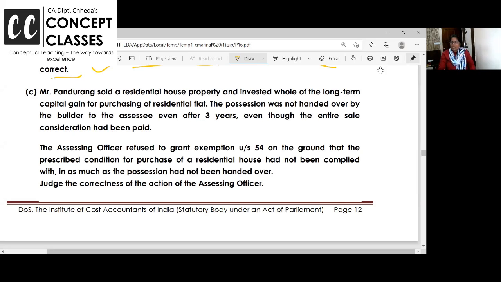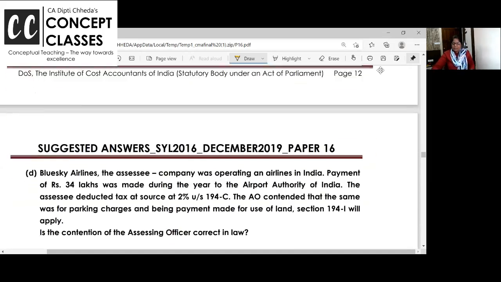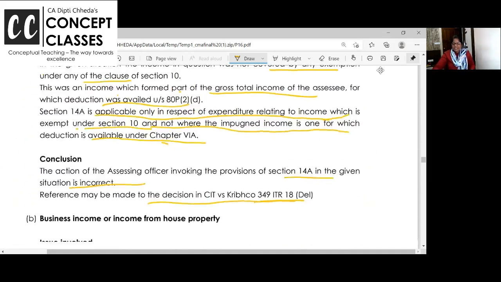Pandurang sold a residential house property and invested the whole long-term capital gain for purchasing a flat. The possession was not handed over by the builder to the assessee even after 3 years, even though the entire sale consideration is paid. This I already discussed with you. Like you have sold the house, you have purchased the house, and you have paid, but the registration is not done. The AO refused to grant exemption on the ground that the condition for purchase of house is not satisfied. But he has purchased the house, he had paid everything. So this time the assessee is correct.